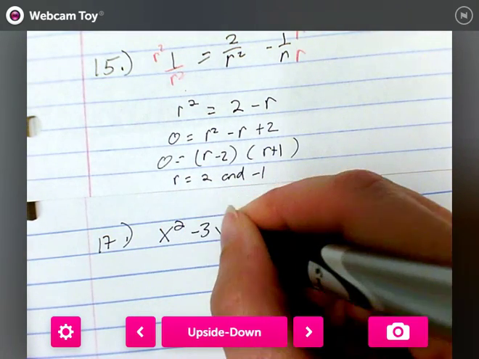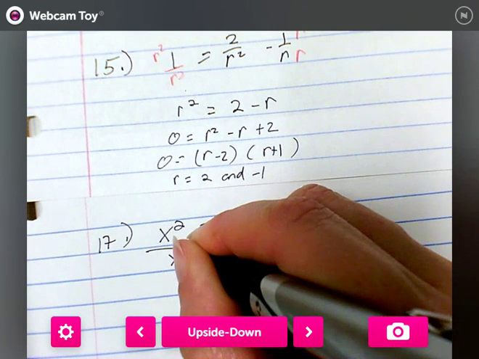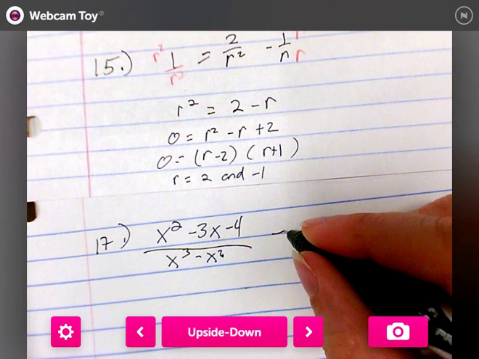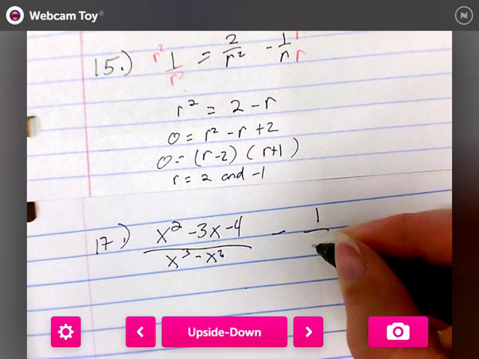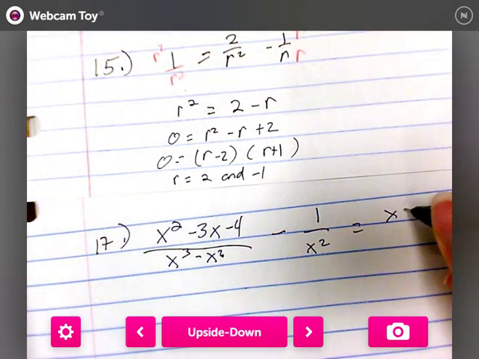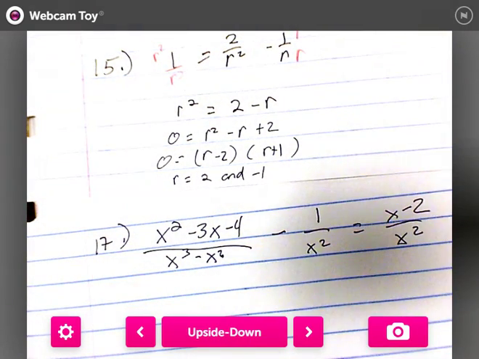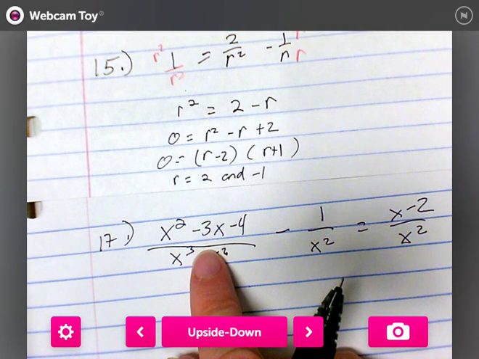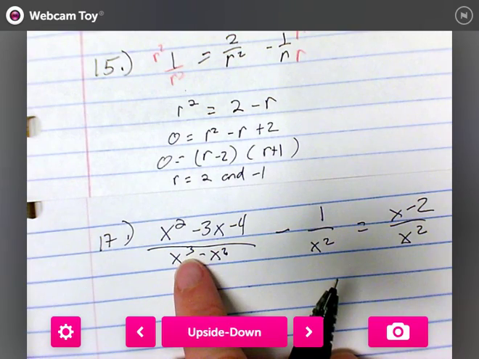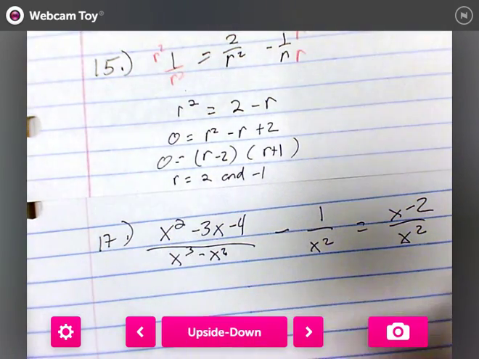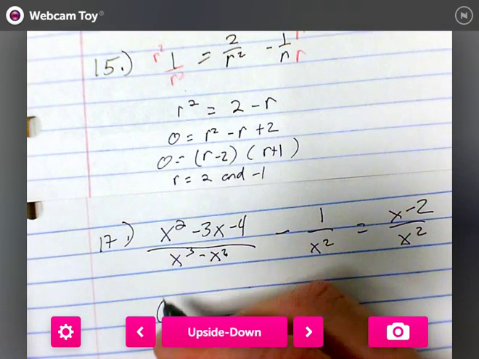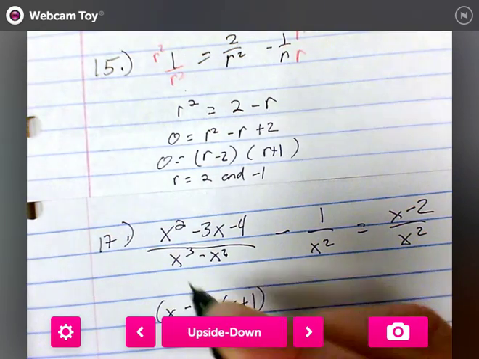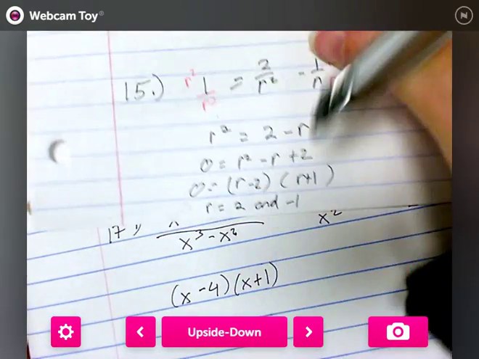x squared minus 3x minus 4 over x cubed minus x squared minus 1 over x squared equals x minus 2 over x squared. All right, so I've got this x cubed right here. I don't really love that x cubed. Maybe I can factor that out. So I'm going to factor the top while I'm at it to see if I get something I like. So I get x minus 4 and x plus 1. And I know I might have to put that back together later.